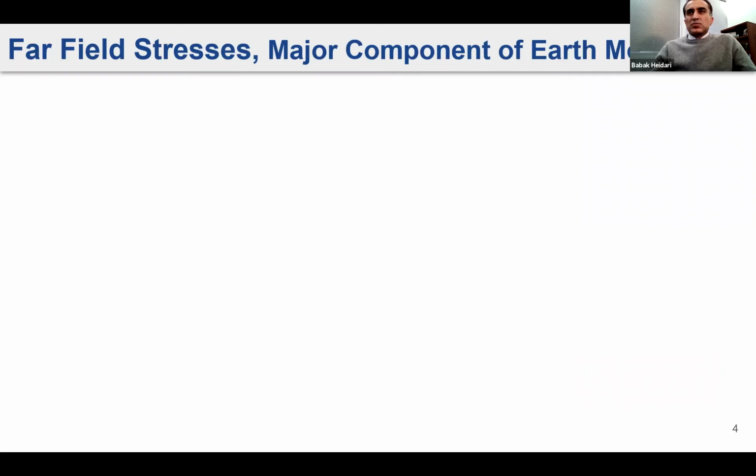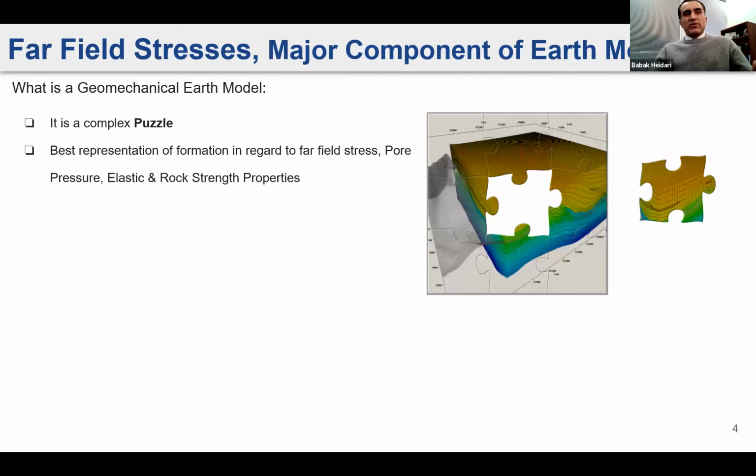So I'm going to highlight where this far-field stress information falls in the big picture. And the big picture, if you are talking to geomechanics engineers and specialists, is the mechanical earth model. Mechanical earth model, geomechanical earth model, GEM, MEM, these should be familiar to you. It looks complicated, and to be honest, it is complicated. It's a big puzzle. It has several components: elastic and rock strength properties, pore pressure profile, stress profile.